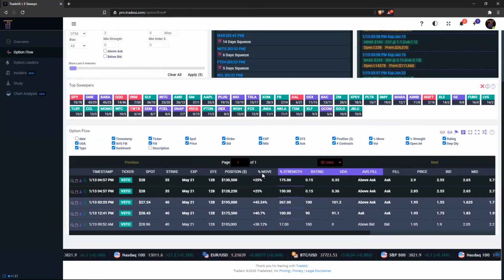If something is plus 25%, like that VSTO, and it's a big order, I can promise you, if you buy and your target is to make 20% or 30%, you're going to make 20% easily. Because on options, if the stock moves 25%, that's a lot. That's 1,000%. But so this is, wait.